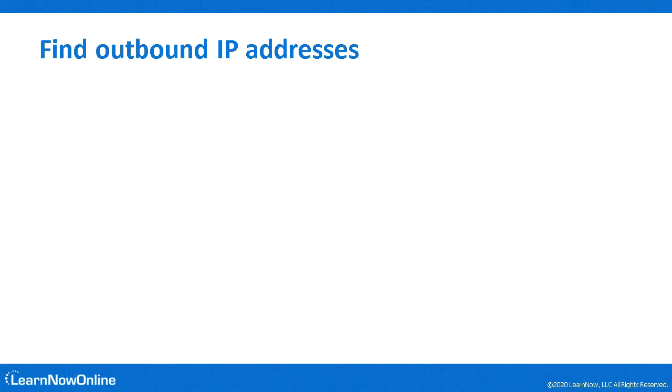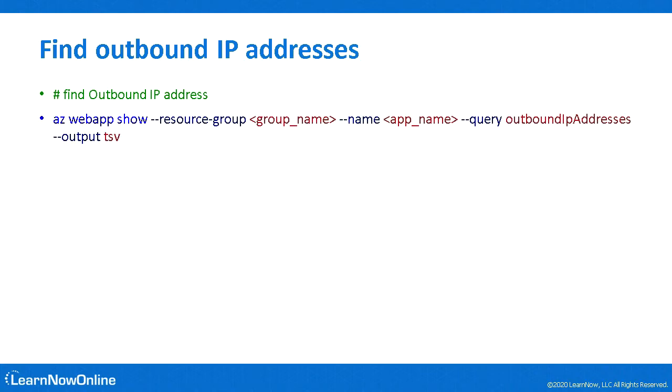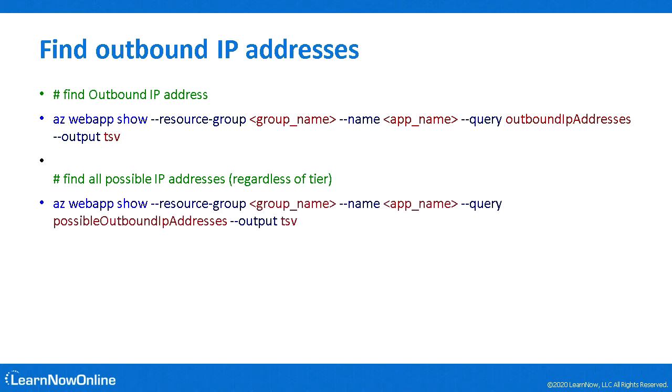If you want to find the outbound IP addresses of your app service, there are multiple ways to do that. You can either use this Azure CLI command and put in your resource group name and application name. Or you can find all the possible IP addresses, regardless of which tier is associated with that, by this particular command. Now I'm sure you can try this command by yourself in the Azure CLI because now you know how to run these commands. But right now let me show you these properties and configurations in the Azure portal directly.